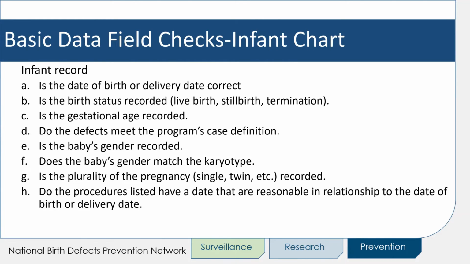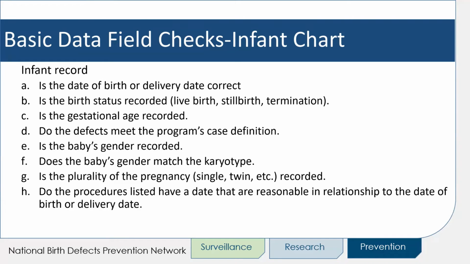And now let's discuss basic data field checks for the infant chart. Here are some questions to guide you when you have just finished abstracting some cases and want to check your work. Let's start with the infant record. Is the date of birth or delivery date correct? Do all listed postnatal procedures have a date that is after the date of birth? Is the birth status recorded? Birth status are outcomes such as live birth, stillbirth, or termination.